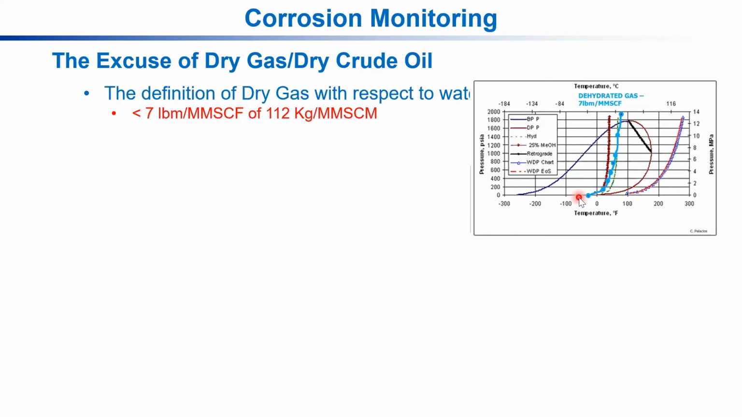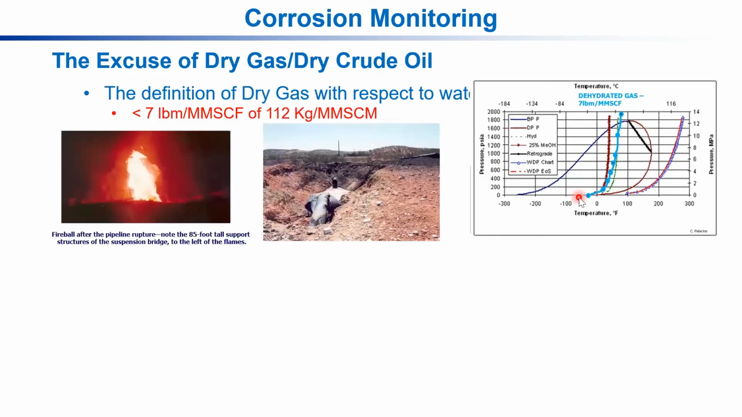But I got news for you. Here is a typical incident that happened in the year 2000 in Carlsbad, New Mexico. This was a dry gas pipeline operated by Kinder Morgan, by El Paso company. And here is the failure. You look at the size of the flame, this failure killed 12 people that were camping nearby. Why? If it is dry gas, we know that if there is no water, no corrosion.